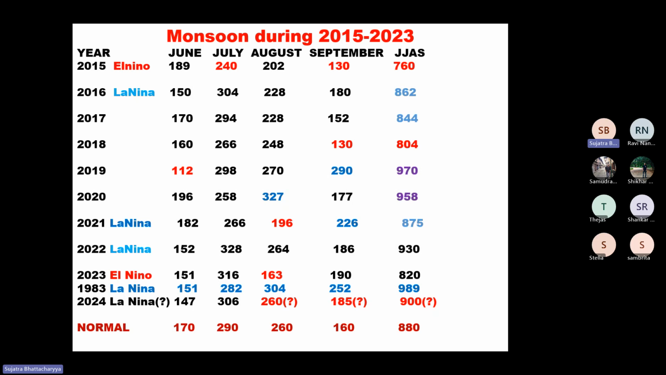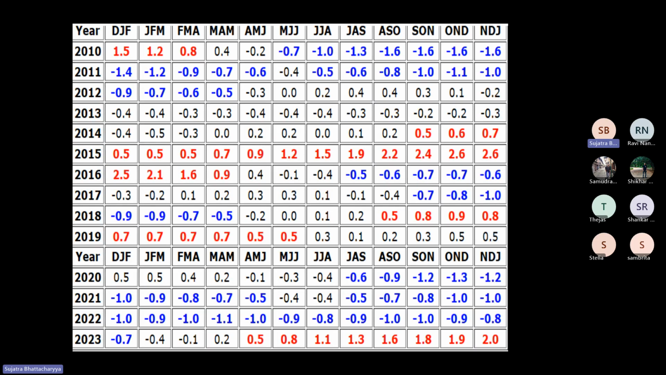The question is, will we get 862? Will we get 989? Or will it be something else? So this looks like many of these. We'll see that. And if you look at the La Nina development in 2016, it was -0.4 in May, June, July. And June, July, August to -0.5. So we are not there. We are still at 0.